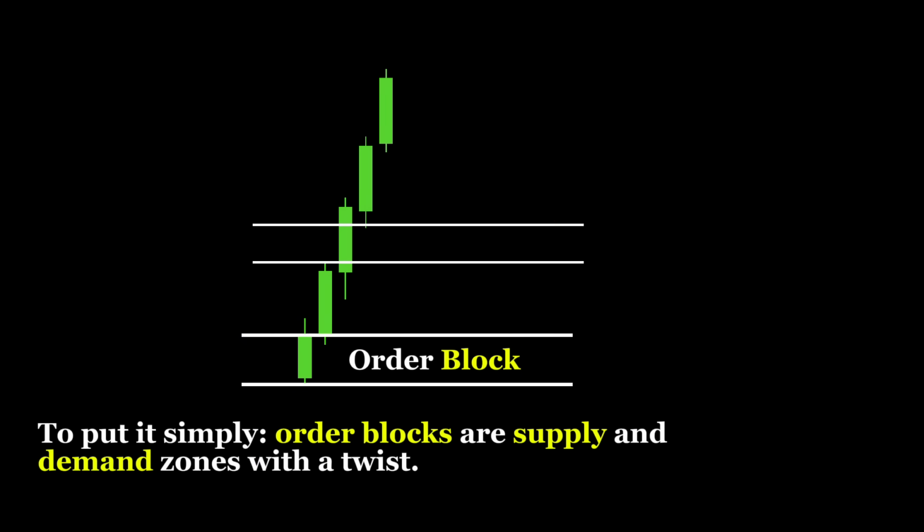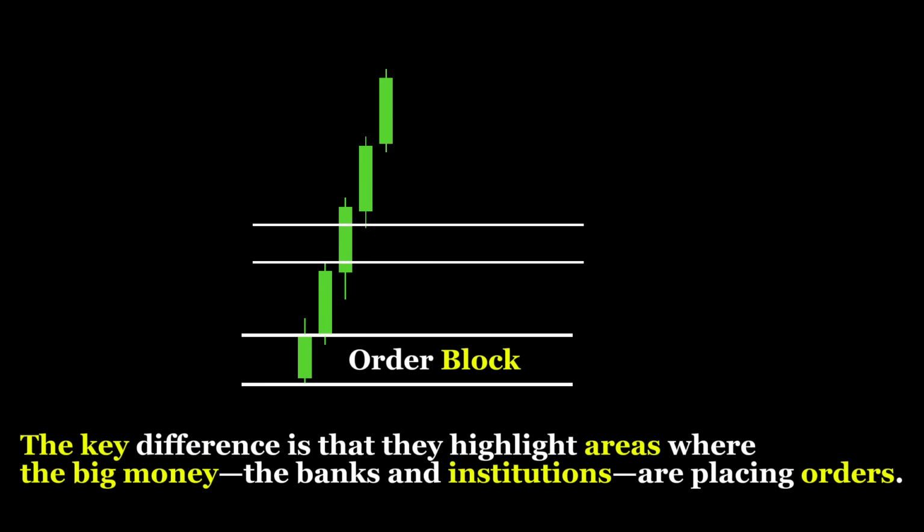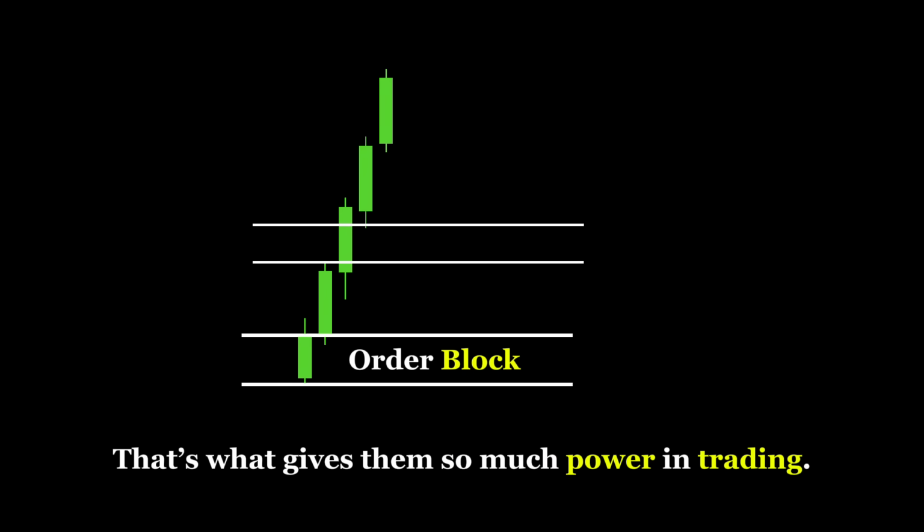So, to put it simply, order blocks are supply and demand zones with a twist. The key difference is that they highlight areas where the big money, the banks and institutions, are placing orders. That's what gives them so much power in trading.